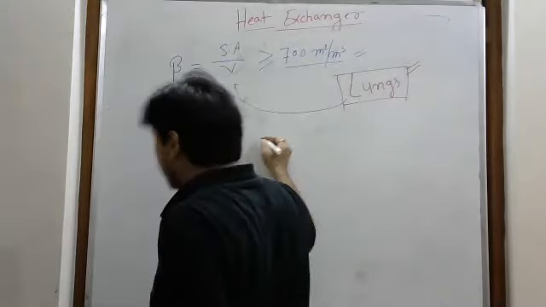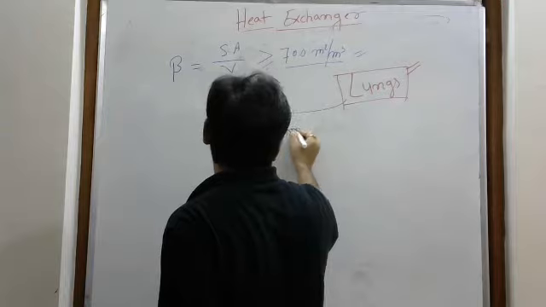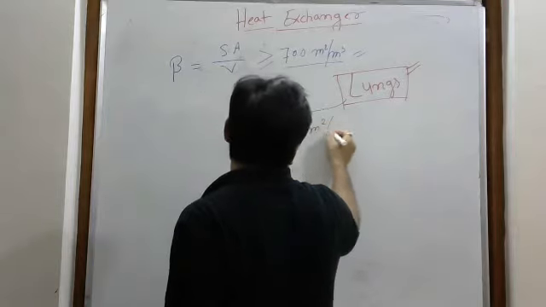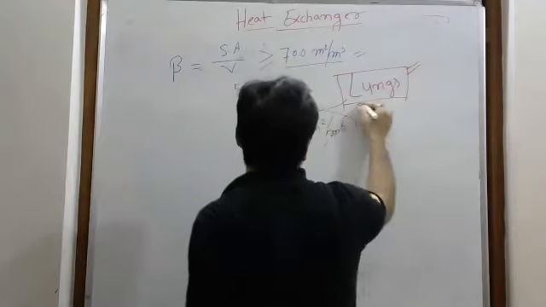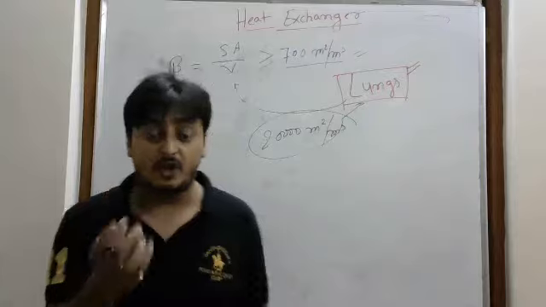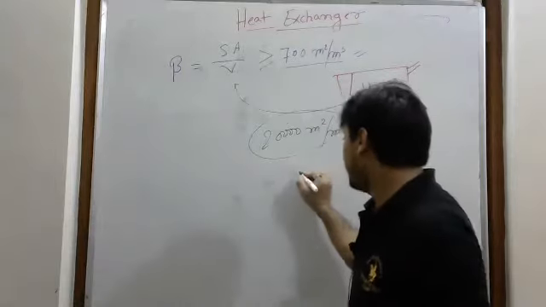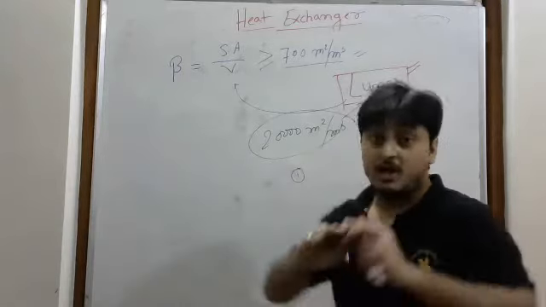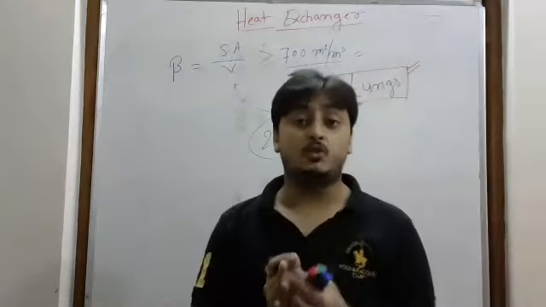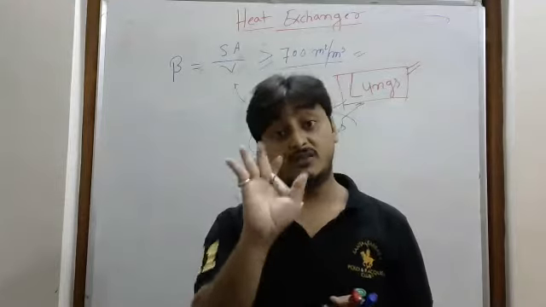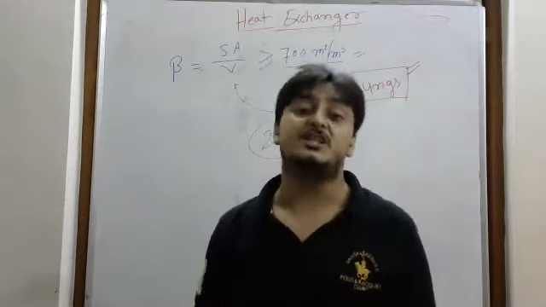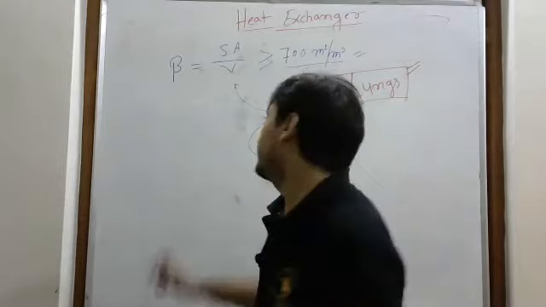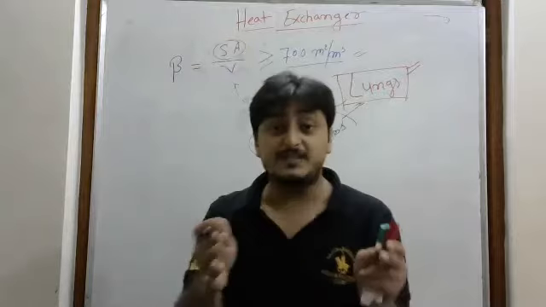20,000. 20,000 meter square per meter cube. This value, surface area by volume, means you can understand that in 1 meter cube of volume, 20,000 meter square surface area is there. And from where will heat transfer happen? Surface area means what? Surface area means from where?